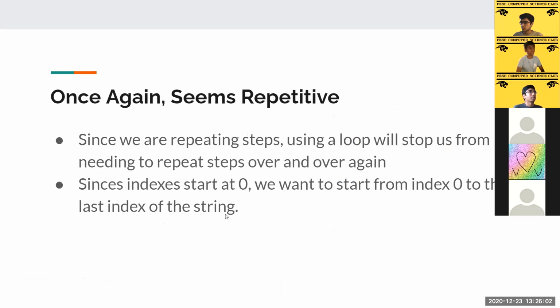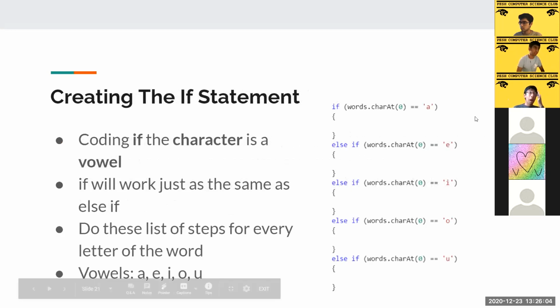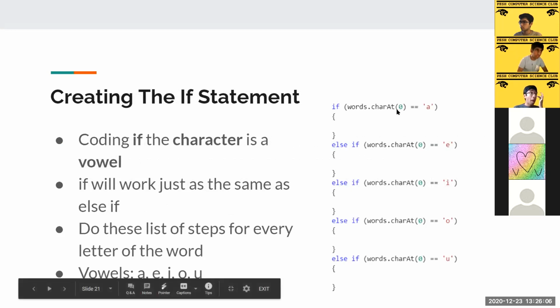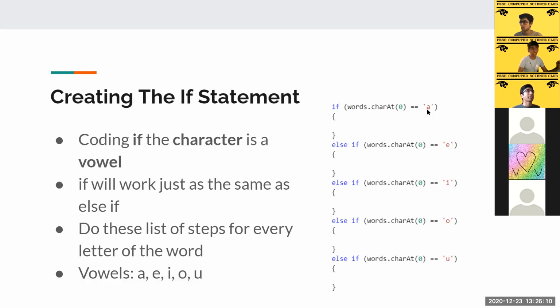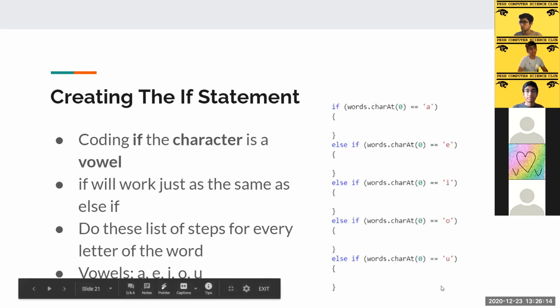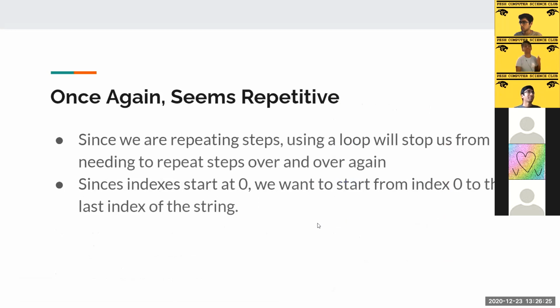So as I said earlier, these steps seem a bit repetitive. This is just the 0th character of a word, and we're checking if the 0th character is an A, E, I, O, or U. And now we have to do this for every single character of the word. So this is like 50 lines of code if you just want to do the word hello, and no one wants to do that. So we could use a for loop to reduce the repetition of steps that we need to do.